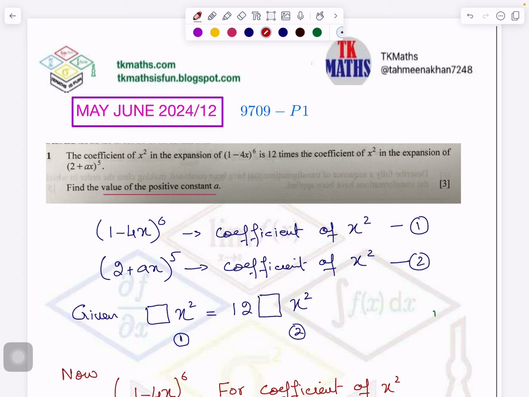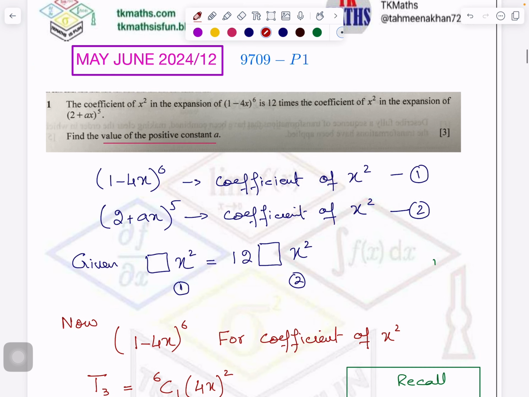In today's video, we will see question number 1 to question number 6 for May-June 2024, variant 1-2. So I have solved the question here. I will go through the important points only and you will see the solution, and you can pause the video where you need more explanation.